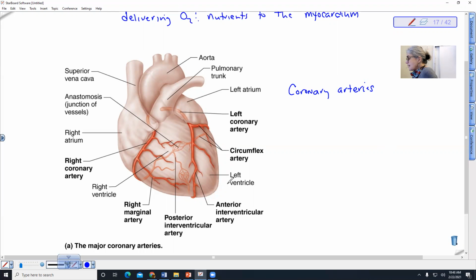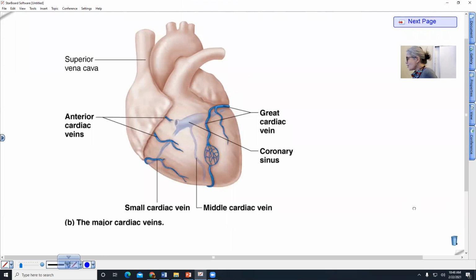The blood vessels that carry the blood back are actually called cardiac veins. So they're not coronary veins. You got to remember that they are cardiac veins. So you need to know the difference between the coronary arteries and the cardiac veins.